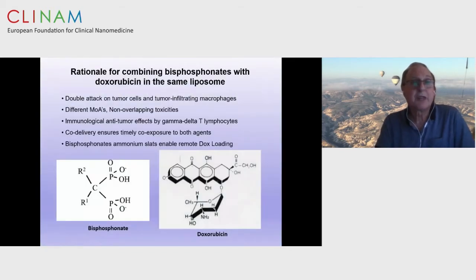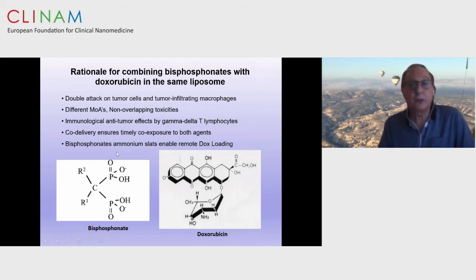In our case, we have chosen amino bisphosphonates, and particularly an amino bisphosphonate called alendronate, together with doxorubicin for co-encapsulation. They have different mechanisms of action and non-overlapping toxicities, and amino bisphosphonates have very interesting immunological anti-tumor effects by activating gamma delta T lymphocytes.